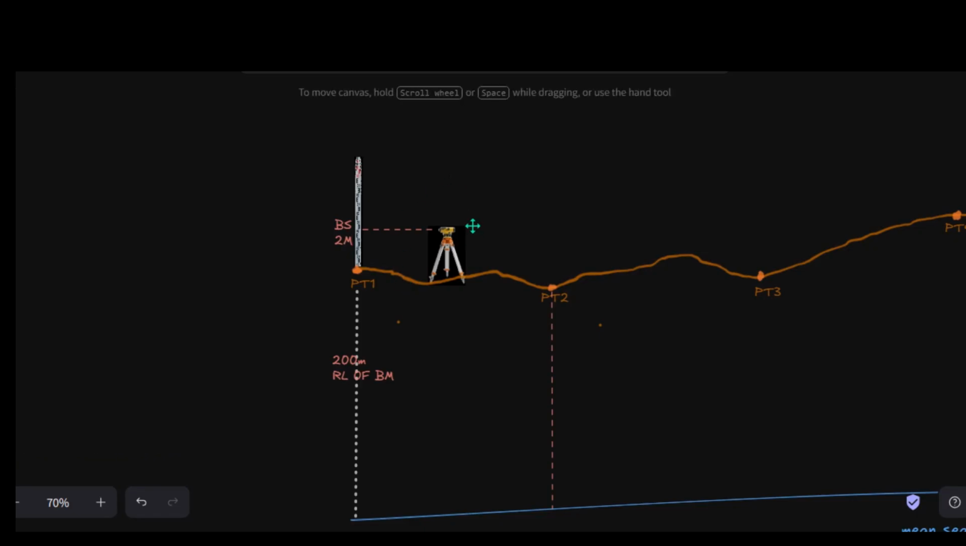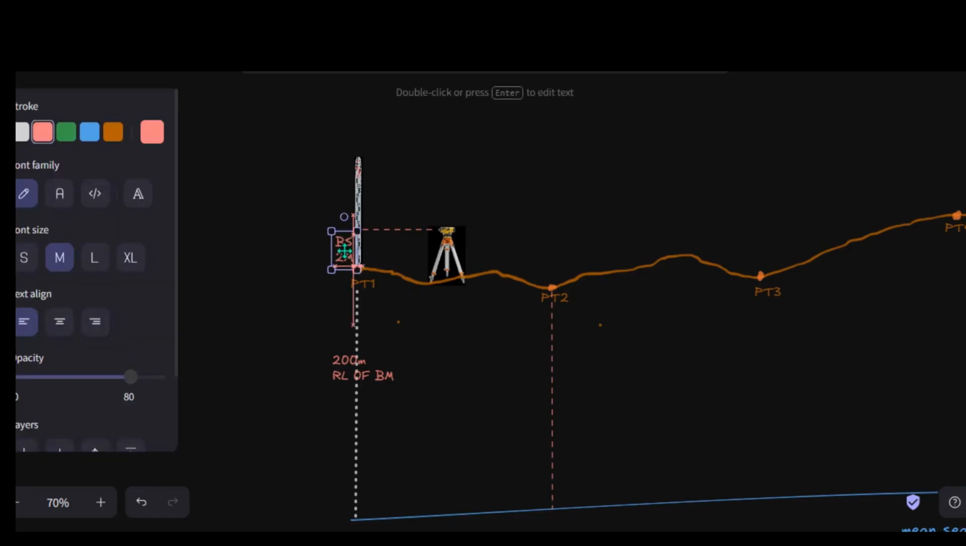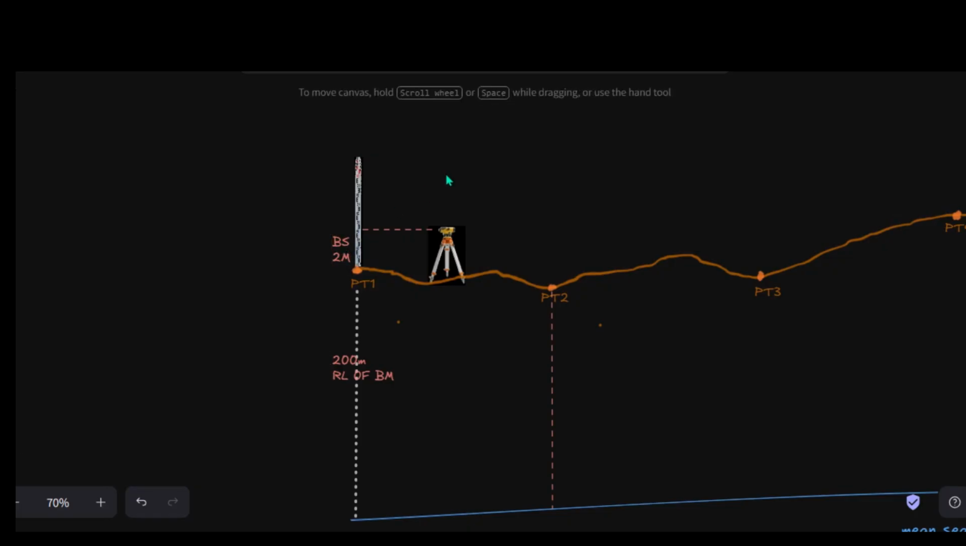Remember, what is back sight? The first reading taken on a known point, or on the benchmark with a known elevation. That is the back sight reading.